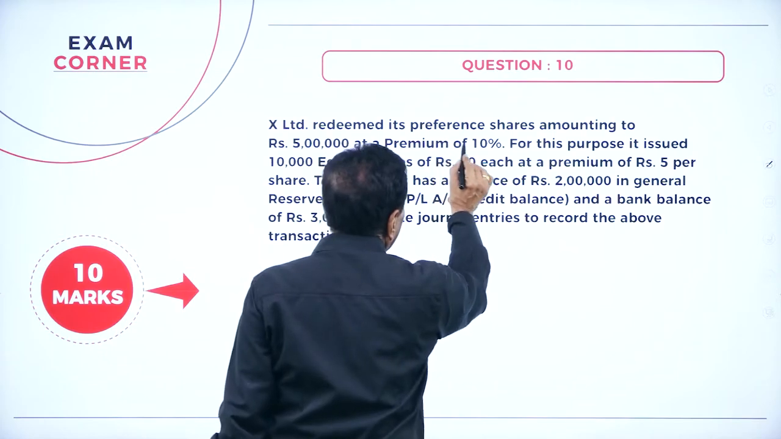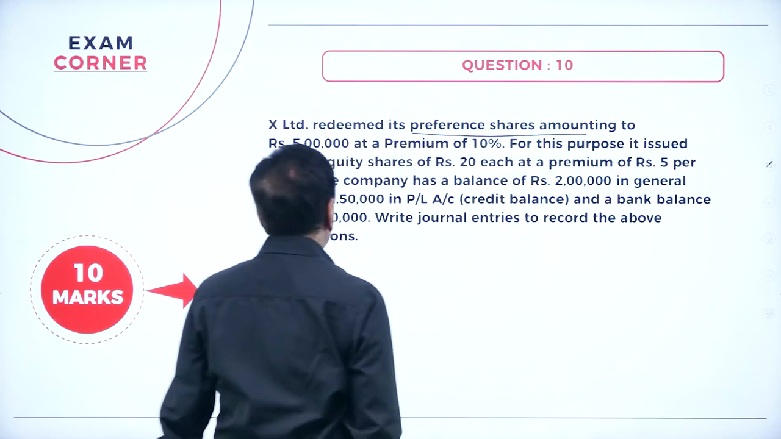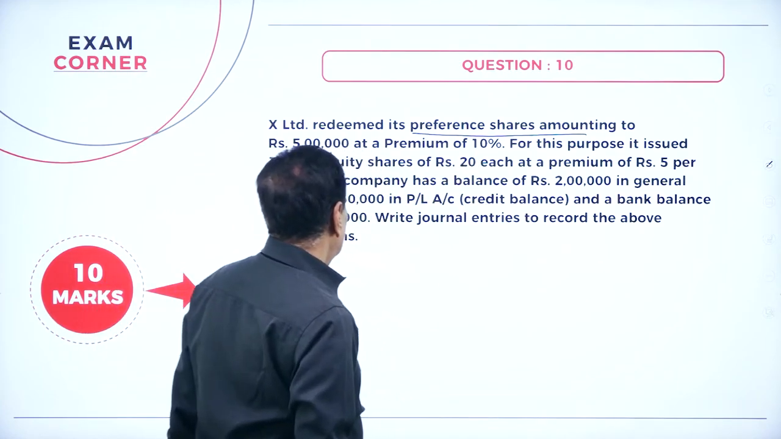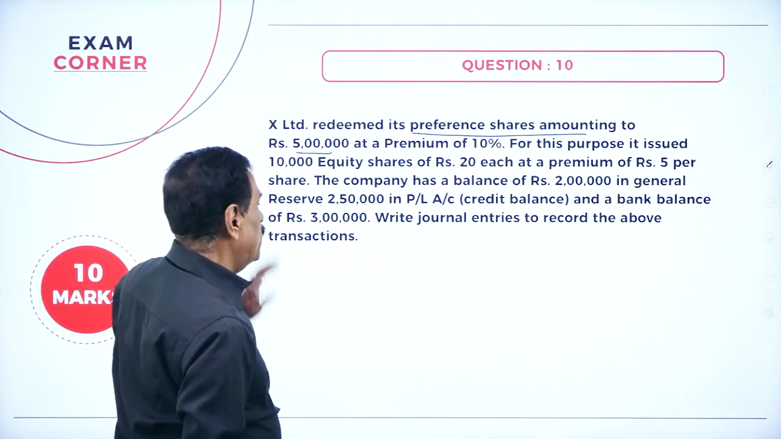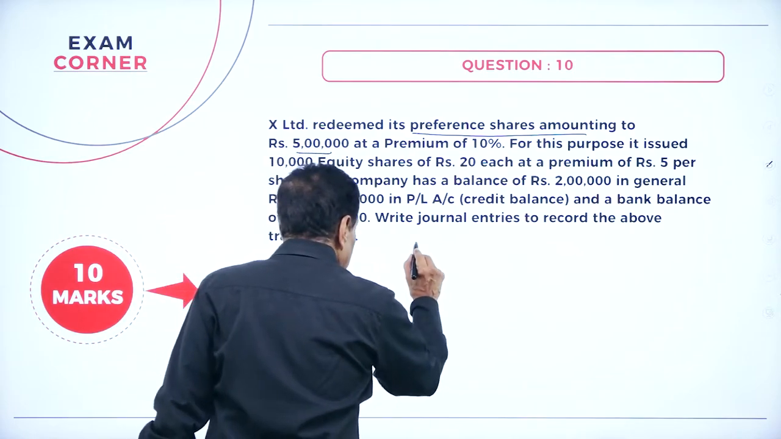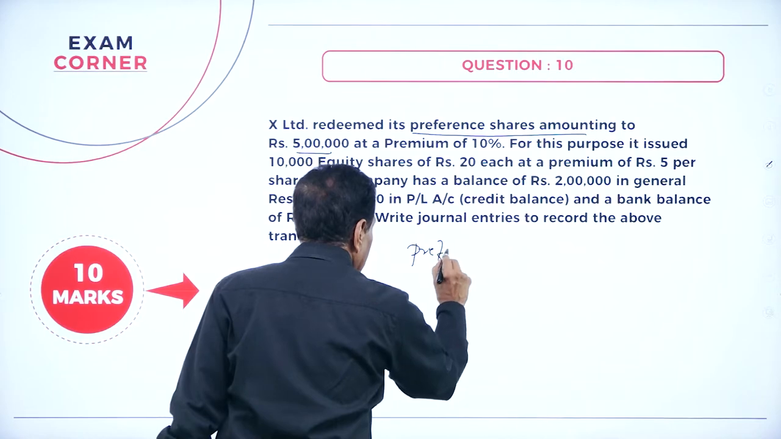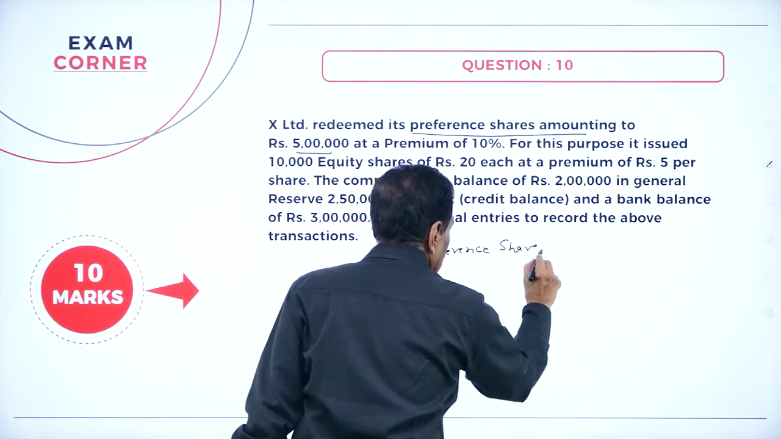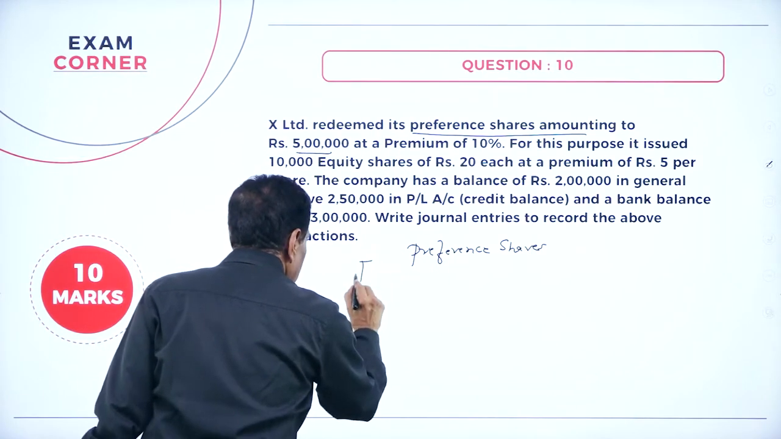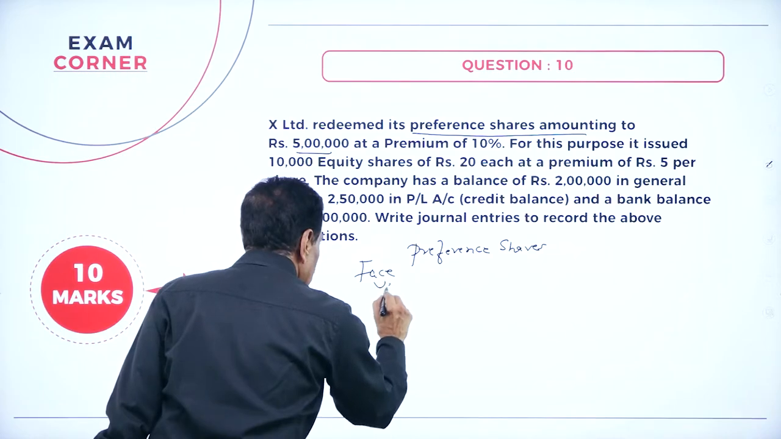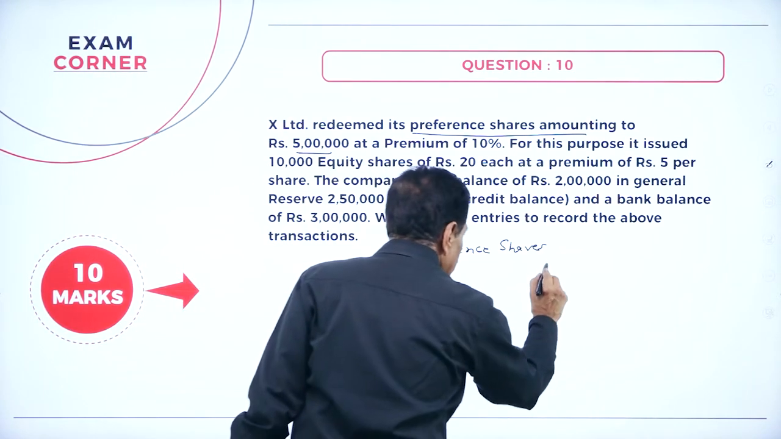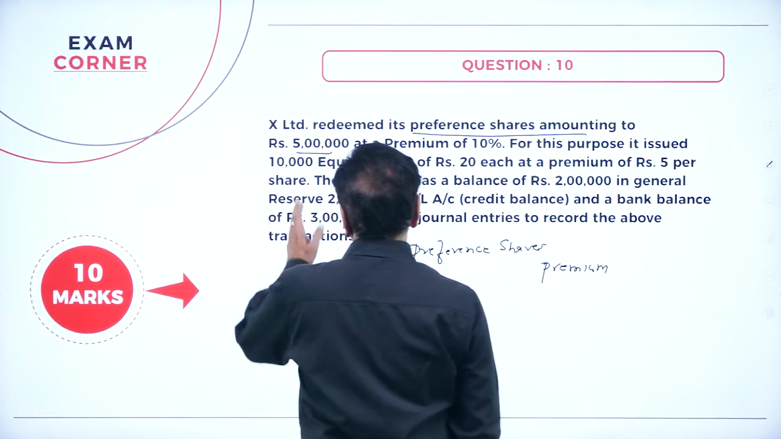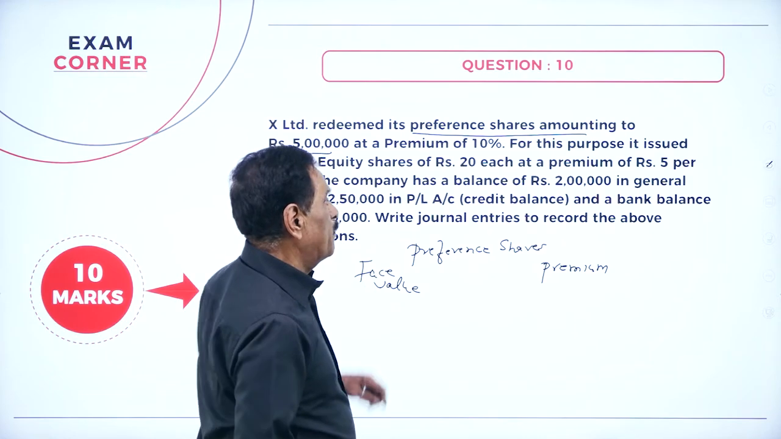Now, this is the redemption of preference shares. X Limited redeems its preference shares amounting to rupees 5 lakh at a premium of 10%. So your face value is 5 lakh, and the premium is on the face value. So preference share face value, real value, premium, at what percentage? At 5 lakh at a premium of 10%.